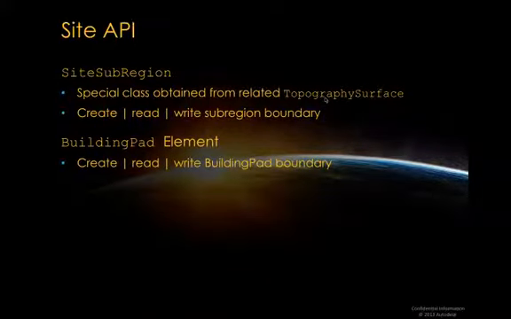One area where you can see practical use of that kind of functionality is the new Site API. It includes a Site subregion class. That's a special class obtained from the topography surface. You can create, read and write its boundaries. Additionally, there's a new building pad element. The new building pad element makes use of the Site subregion.